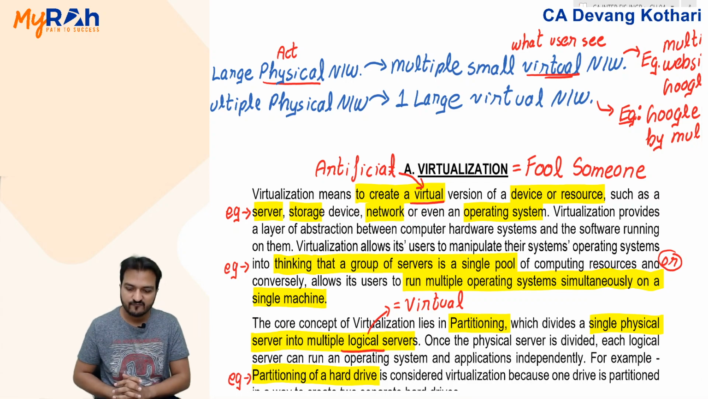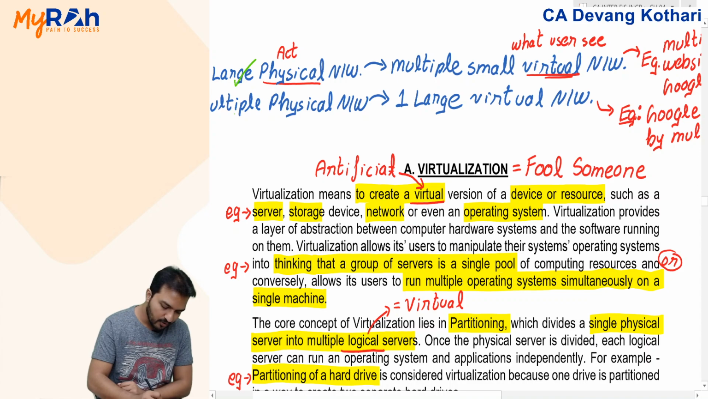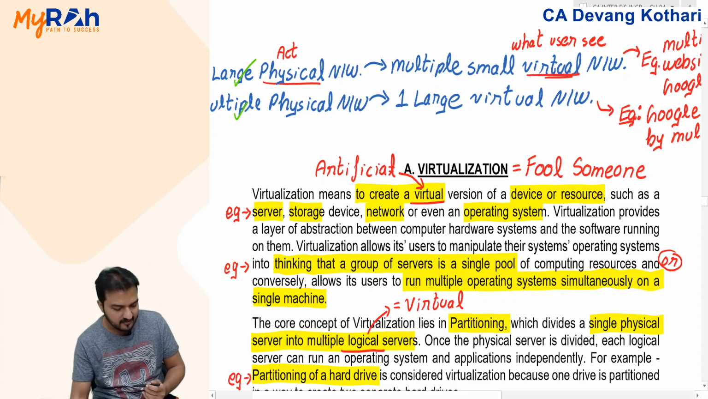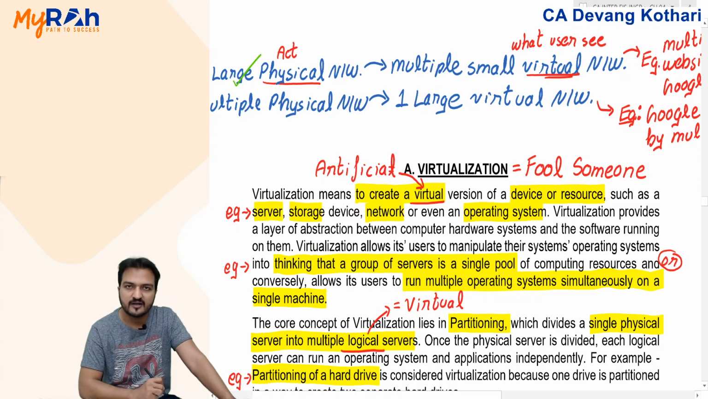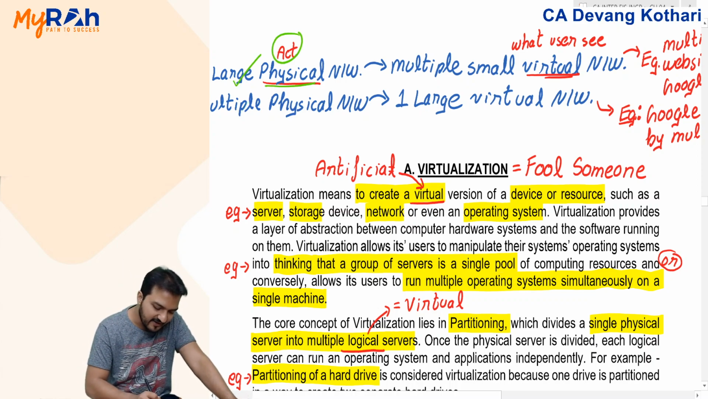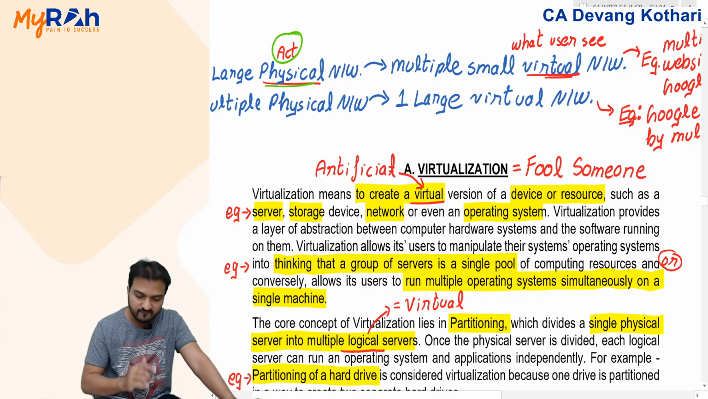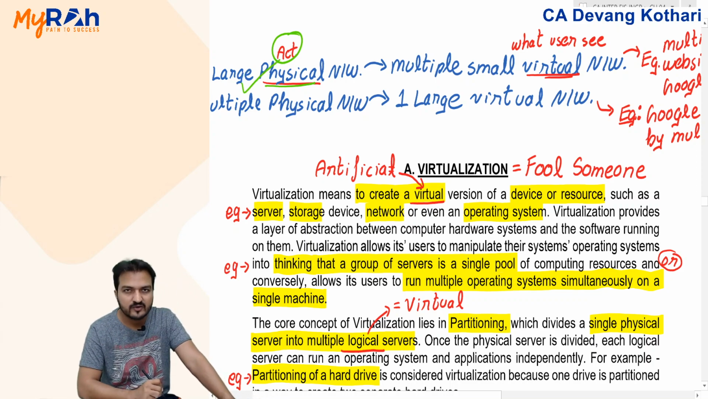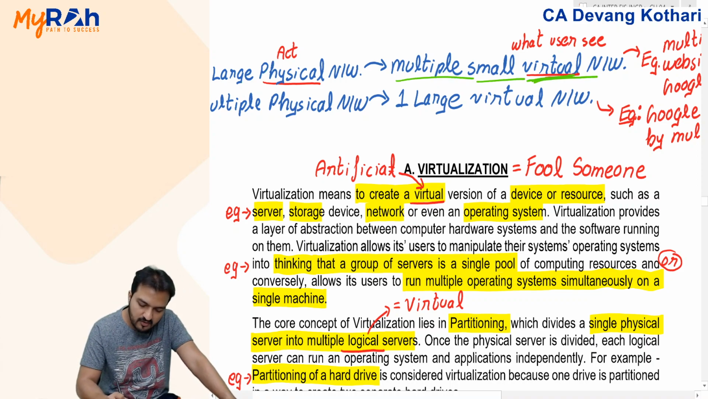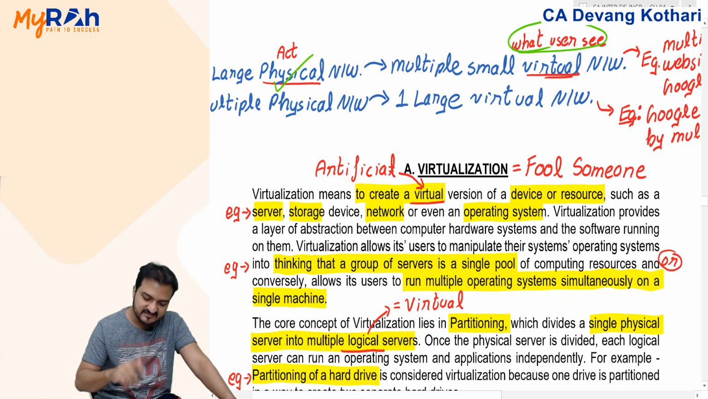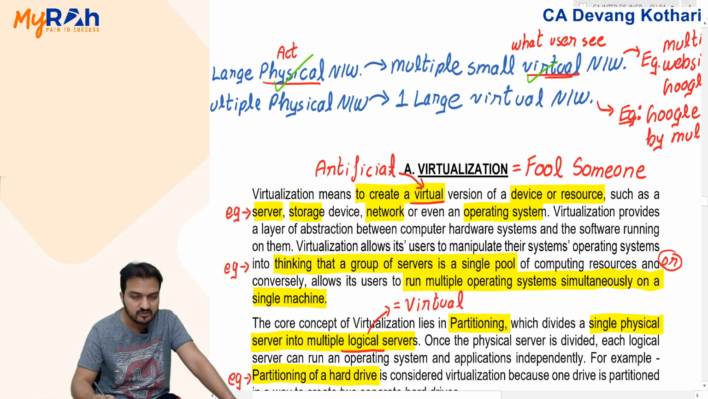Here in the topic of virtualization, I give you two important sentences. First one, I say that virtualization involves one large physical network. The word physical means actual, real, not artificial. One large physical network exists, but it is converted into multiple small virtual networks. The word virtual means artificial. Virtual is what the user will see. So one large actual network is converted into many small virtual networks.